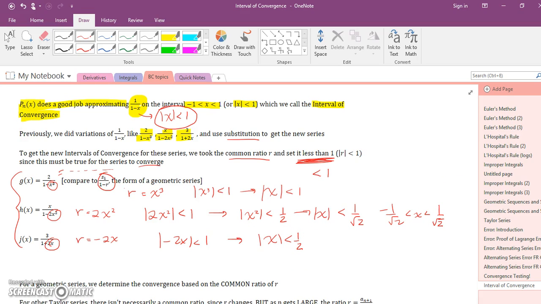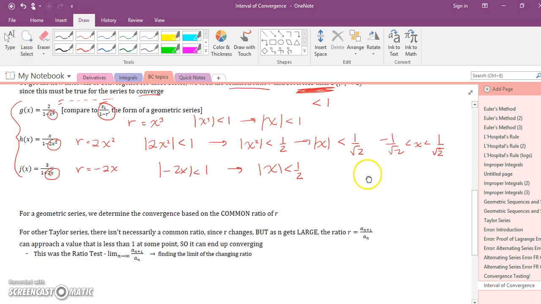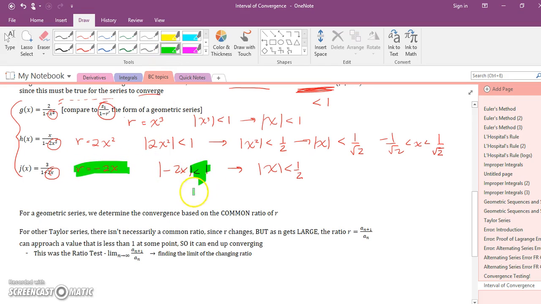So that's what we've already done, but realize that these are geometric series, so I can just say, okay, r is equal to this, set it less than 1. It's based on the common ratio r. But there are a lot of series, like any other series except a geometric series, that don't have a common ratio because the ratio is changing. But we've talked about, for the ratio test, what happens to the ratio as n gets really, really big, like goes to infinity. We could write our ratio like this. And then we would see, does that ratio approach a value that is less than 1? Then at some point it would converge if that was true.